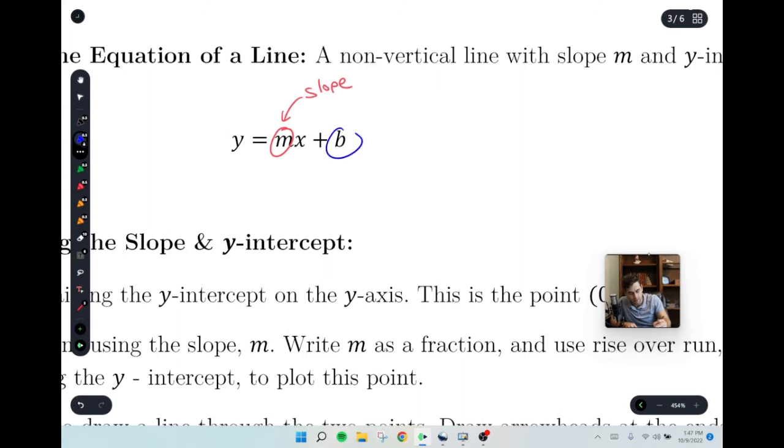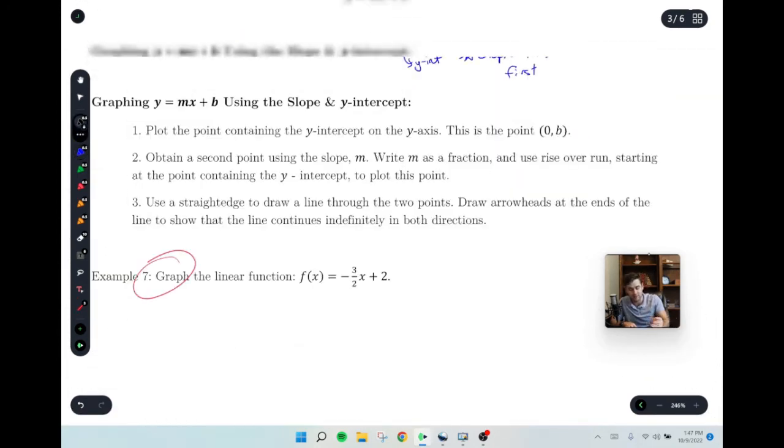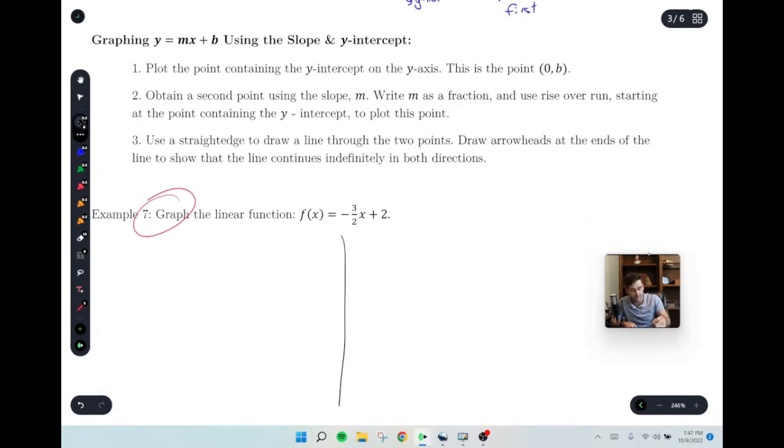And this b is our y-intercept. And that is, make a big, big star. Graph this first. Graph this first. All right, here we go. So they give us a line. I'm going to make a little graph so we can have something. And like I said, we're going to graph this first.